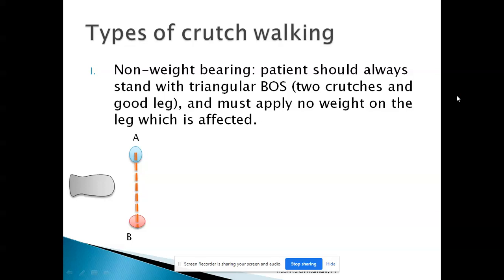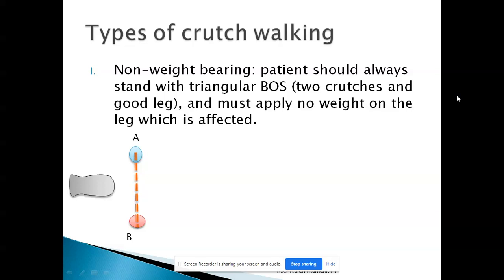These are the types of crutch walking, wherein we can make a patient walk in three different phases, mainly categorized as non-weight bearing, partial weight bearing, and full weight bearing. These three have different sets beneath them. Let's look in detail at the weight bearing aspects utilizing the crutch walking method.